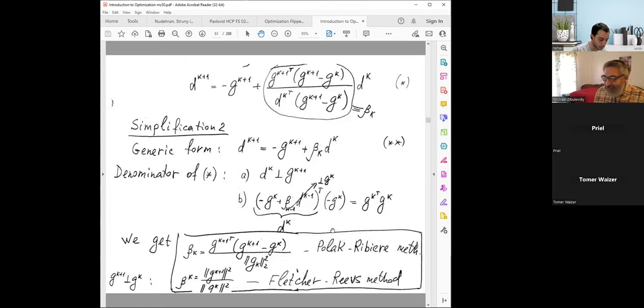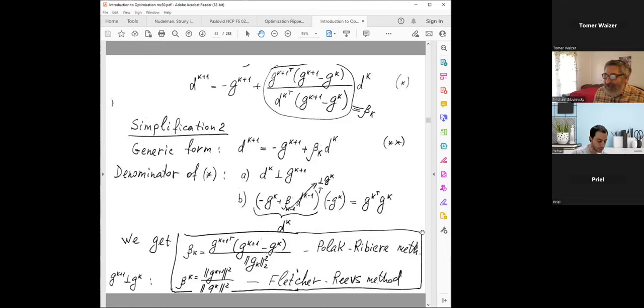Again, Nocedal and Wright is the best reference for discussion of this. And I see that Tomer raised his hand. Yes, I have two questions. One, do we always do this method n times, exactly?